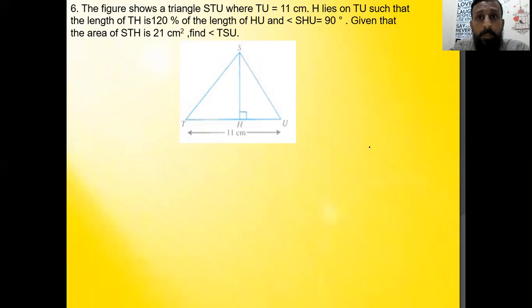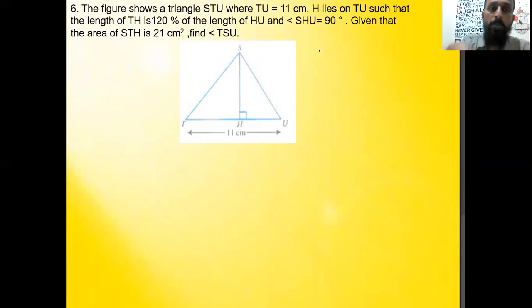The figure shows a triangle STU where TU equals 11 centimeters. H lies on the line TU such that the length TH is 120% of the length of HU, and angle SHU is equals to 90 degrees. Given that the area of STU is 21 centimeters square, find angle TSU.